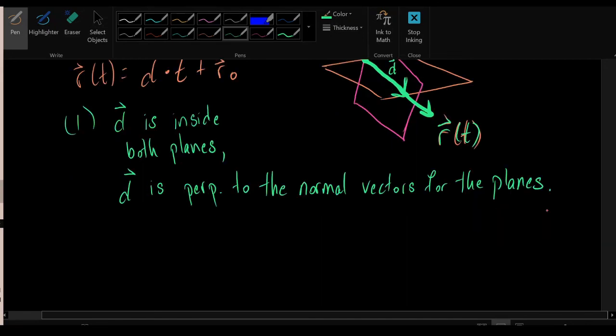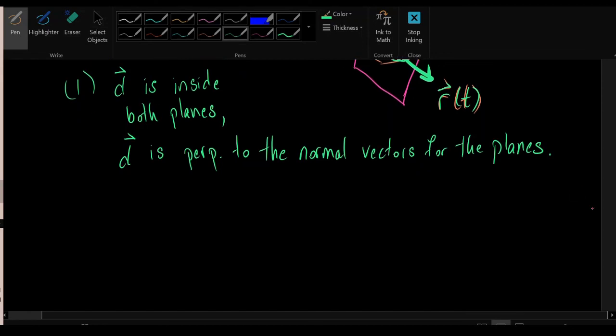So we're trying to find a vector D which is perpendicular to two given vectors, perpendicular to the two normal vectors. Can you anticipate what we're going to do in order to find D? Whenever you need to find a vector which is perpendicular to two given vectors, we use the cross product.